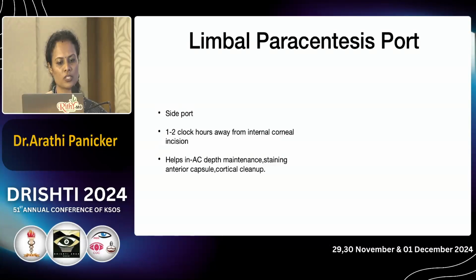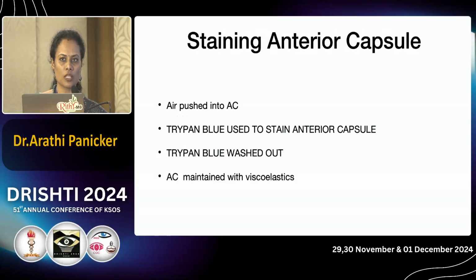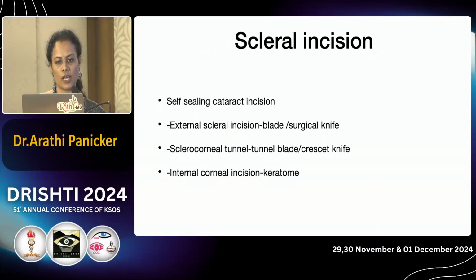The paracentesis, that is the side port, should be put 1 to 2 clock hours away from the internal corneal incision. It helps in AC depth maintenance, staining the anterior capsule and cortical cleanup. For staining the anterior capsule, initially air is pushed into the anterior chamber. Trypan blue is used to stain the anterior capsule and then it is washed out. The anterior chamber is maintained with viscoelastics.